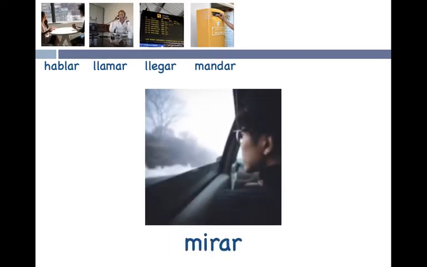Todos, repita, hablar, llamar, llegar, mandar. Mirar, mirar. Mirar means to watch, like mira la televisión, to watch. Or you could say to look at, but I would say to watch would be the more common, mirar. So think of the mirror and you're looking at something, right? So you're watching your reflection in the mirror. So todos, repita, hablar, look at the picture, llamar, llegar, mandar, mirar.